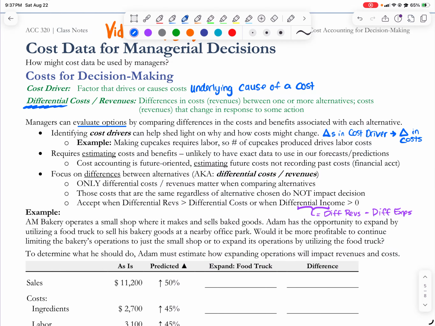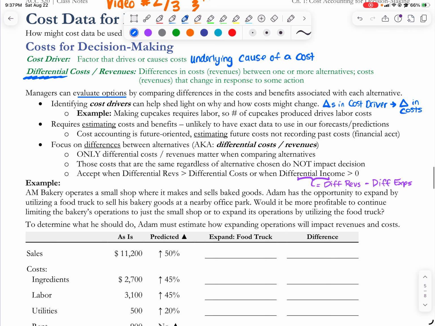So if I'm faced with making a decision about a couple different alternative options that I could pursue, I want to do a cost-benefit analysis that focuses on comparisons of the differences in costs and the differences in benefits or revenues between my alternatives.